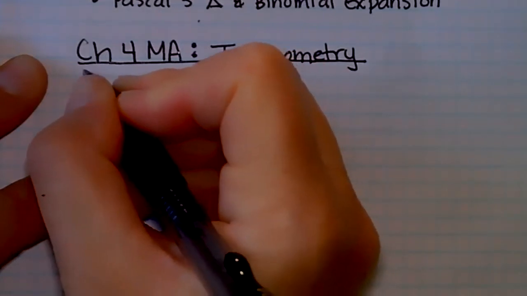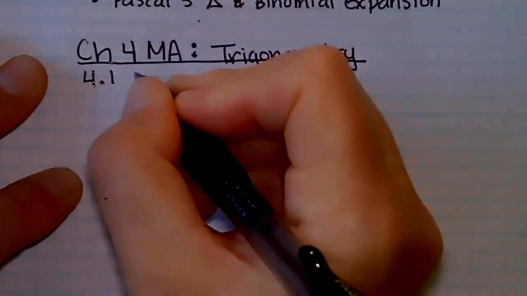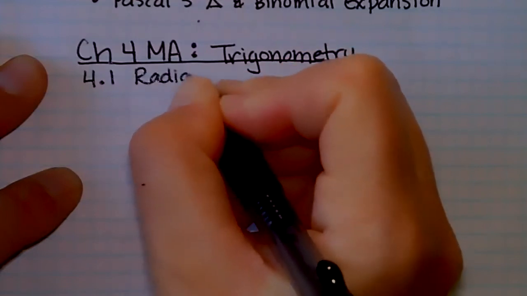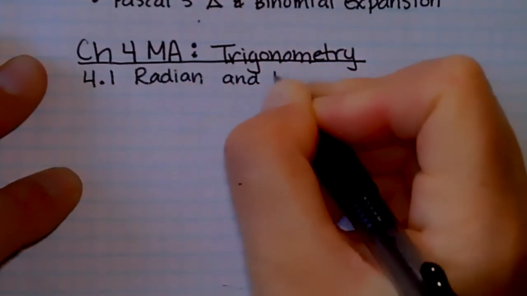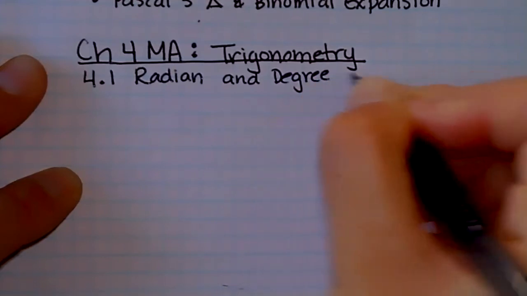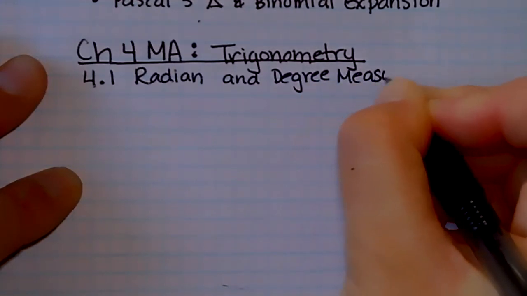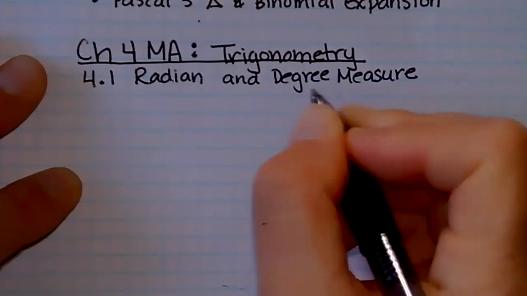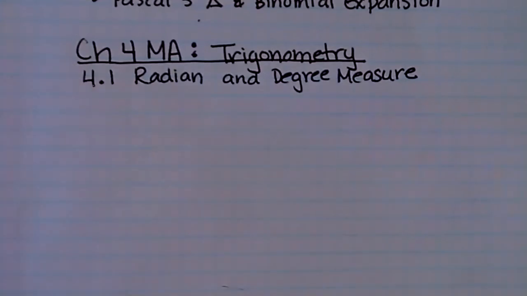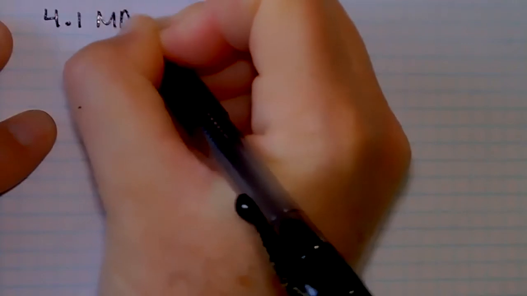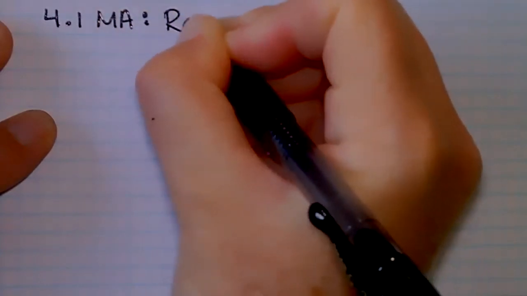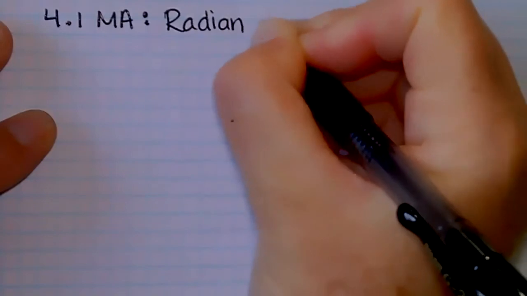And the first section we're going to do is 4.1, which is radian and degree measure. Today we are doing the first part of this, which is going to be on the degree measure. Next class, we will be dealing with the radian. So I'm going to put my title here, 4.1 MA, radian and degree measure.